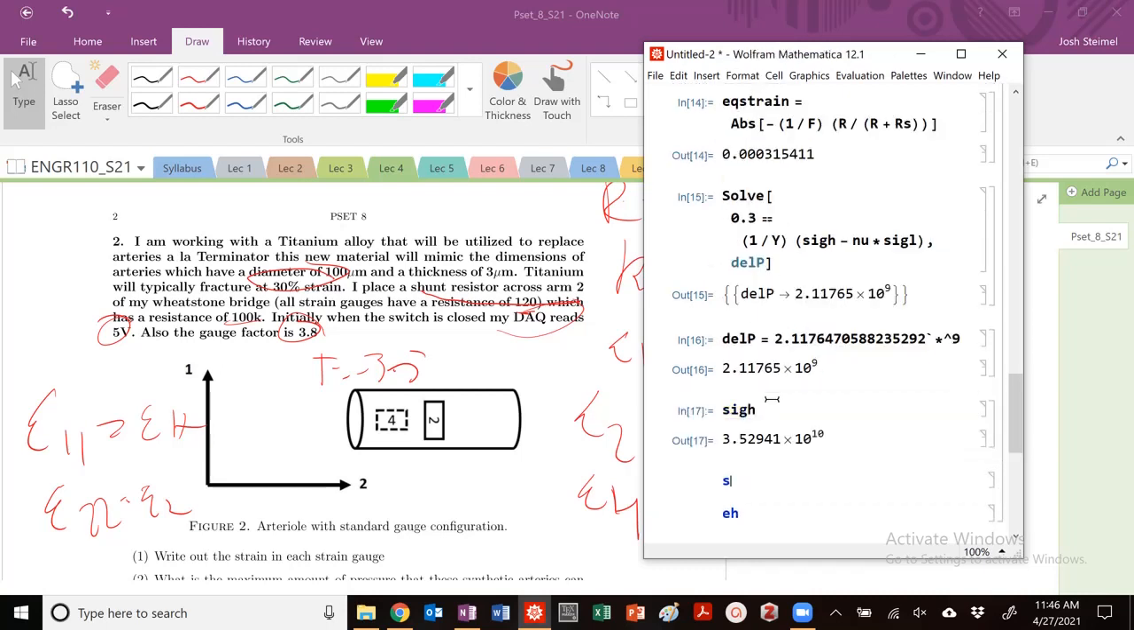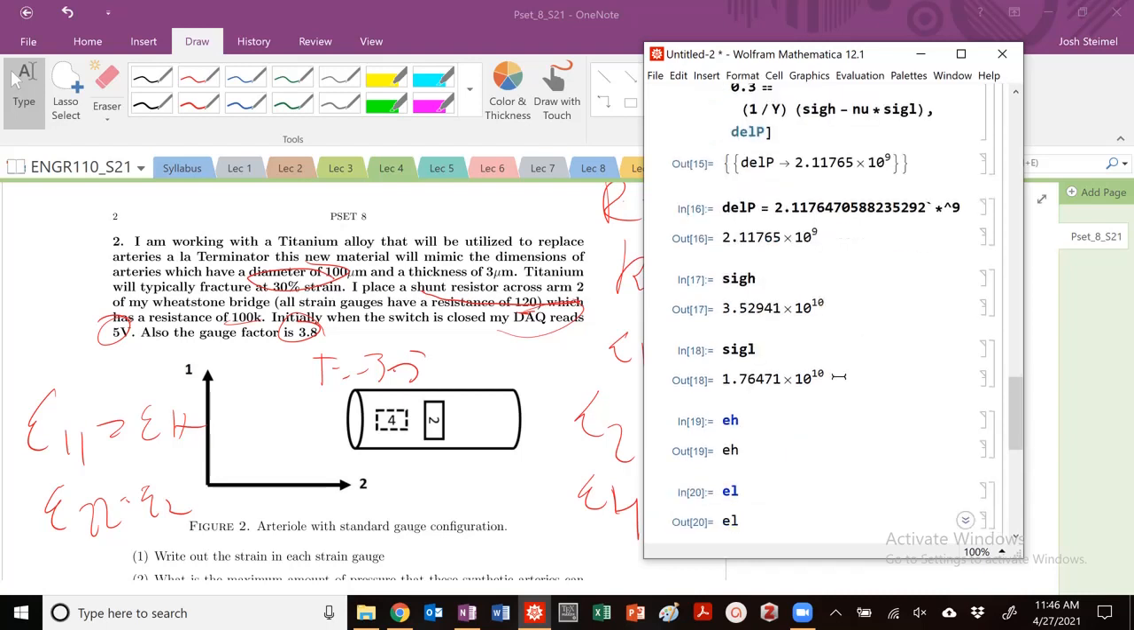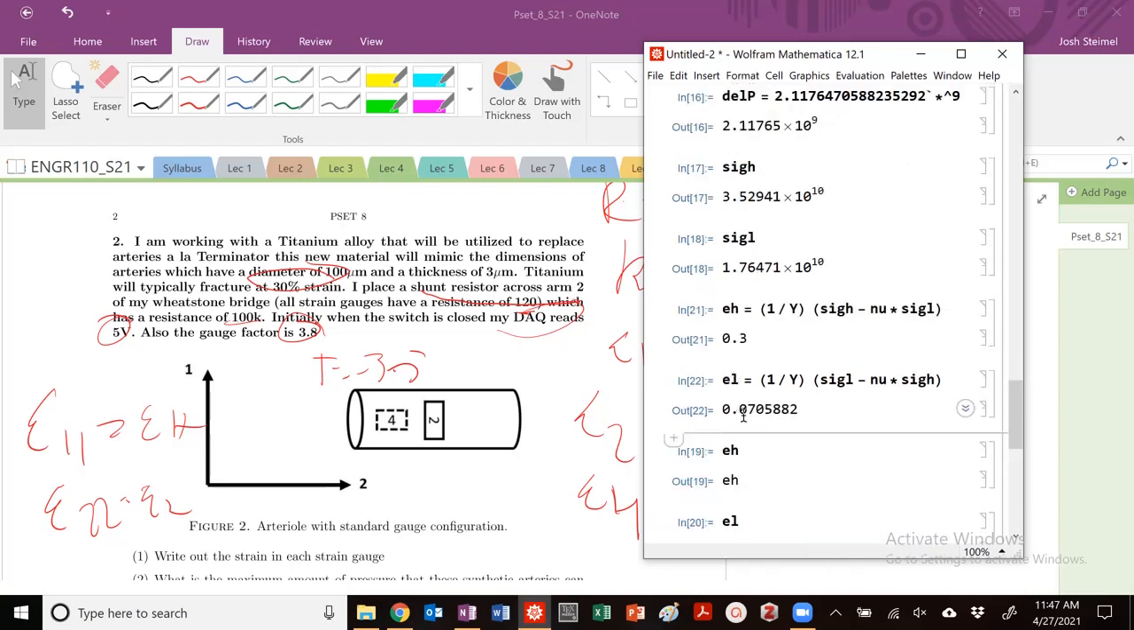So my sig H equals this, my sig L equals this, my EH is this, my EL is equal to this. Oops, let me write out. EH equals basically 1 divided by Y times sig H minus nu times sig L. And then my EL is equal to sig L minus nu times sig H. And there we go, EH, EL. All right, we are getting there. We're getting close.